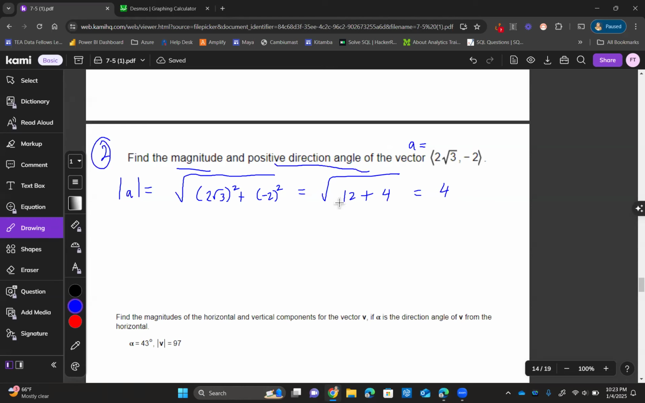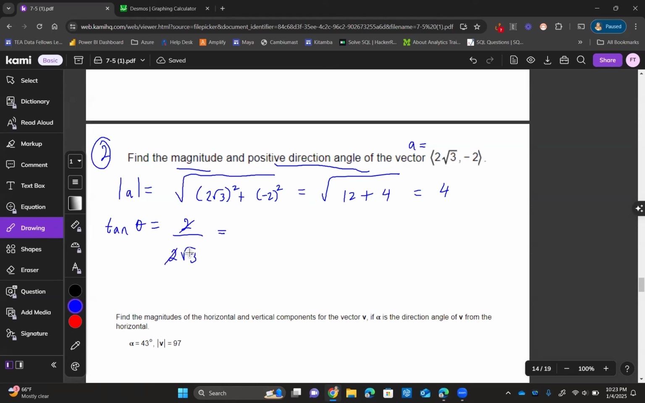Now for the direction angle, I need to set up tangent of theta is equal to b over a. So I'm going to ignore the signs for now, and I'm just going to copy the numerical value of b and the numerical value of a, or x and y value.